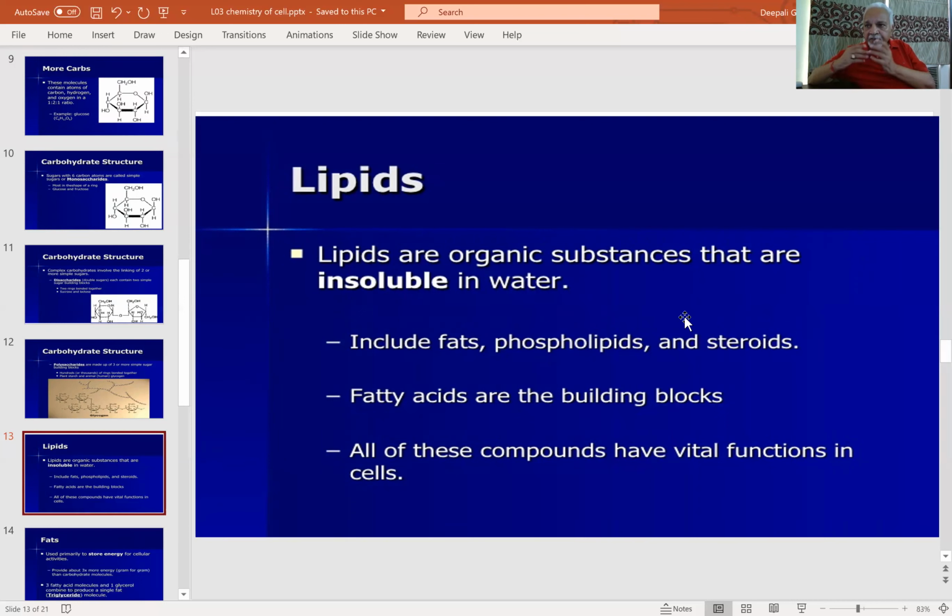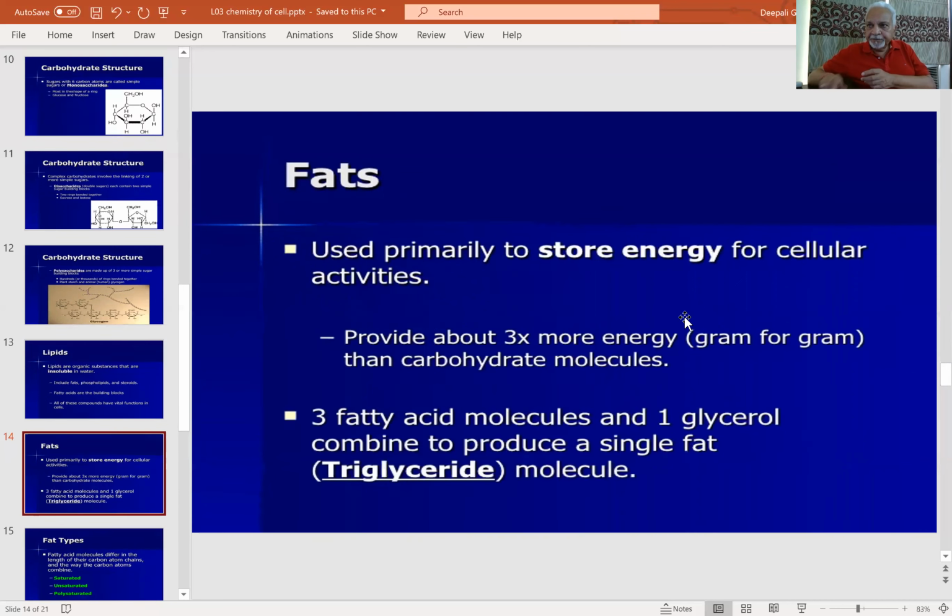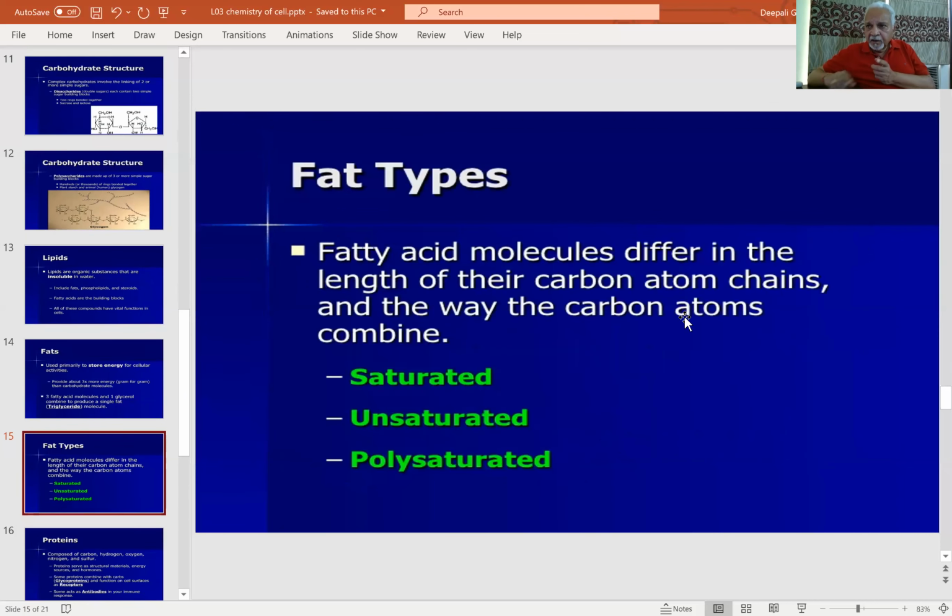Focusing on lipids, there are different kinds of lipids, phospholipids and steroids, and fatty acids are the building blocks, and they perform vital functions in the cell. Like carbohydrates, where you have glucose monomers as the building blocks, in lipids you have triglycerides as the building blocks. And then there are saturated fats, unsaturated fats, and polyunsaturated fats. So when I say lipids, there are thousands of different types of lipid molecules, but broadly everything is put under lipids.